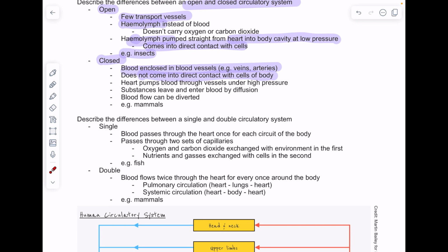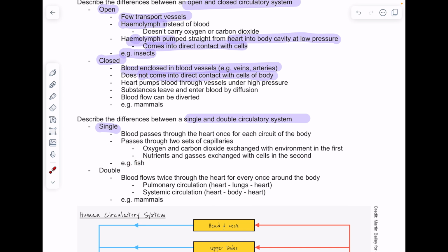You'll have met the single and double circulatory systems at GCSE and IGCSE. The single circulatory system refers to the fact that the blood passes through the heart once for each circuit of the body, and it passes through two sets of capillaries. Oxygen and carbon dioxide are exchanged with the environment in the first set of capillaries, whilst nutrients and gases are exchanged with cells in the second, and we find a single circulatory system in fish.